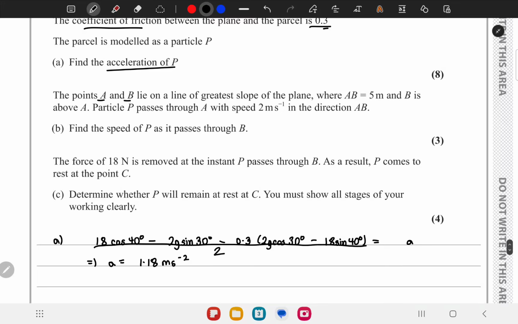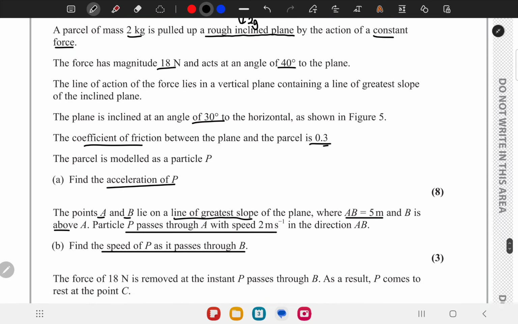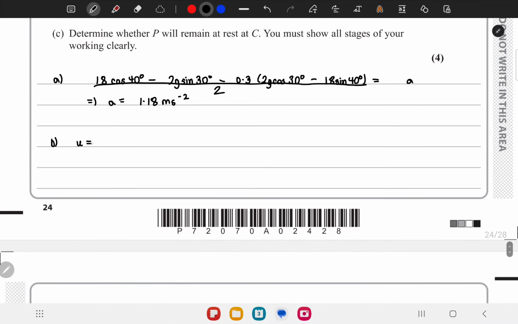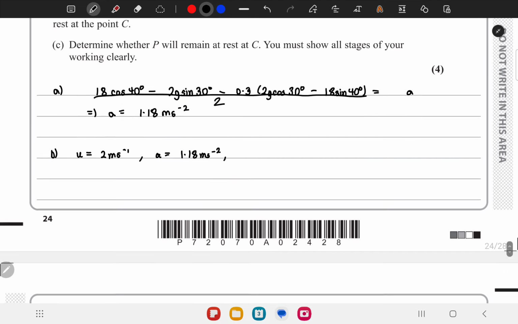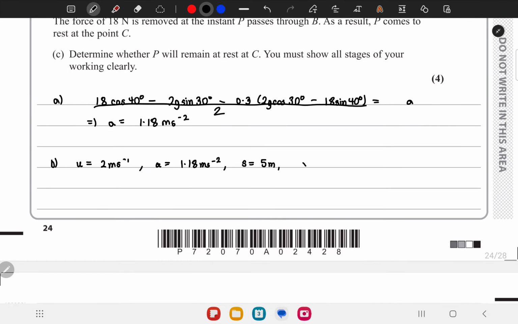Now we are given that points A and B lie on the slope, where the distance AB is 5 meters and B is above A. We are given the particle P passes through A with speed 2 meters per second. We have to find the speed of P as it passes through B. So this could be point A and this could be point B. This is the displacement, 5 meters. So we have the initial velocity, which is 2 meters per second. We have the acceleration, which is positive 1.18 meters per second squared. We have the displacement, which is 5 meters.